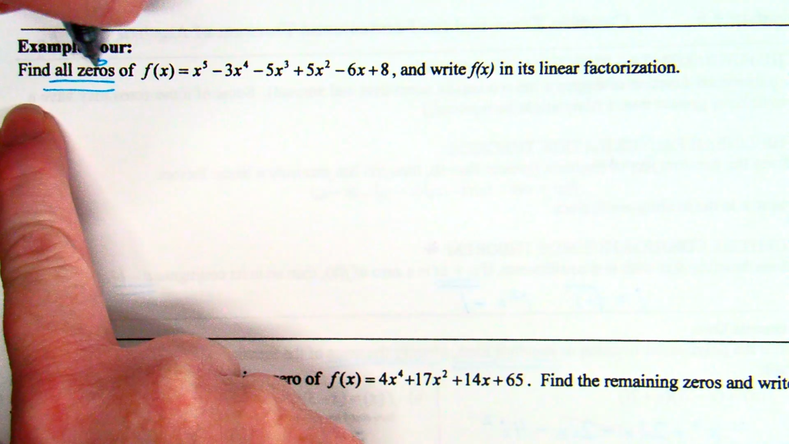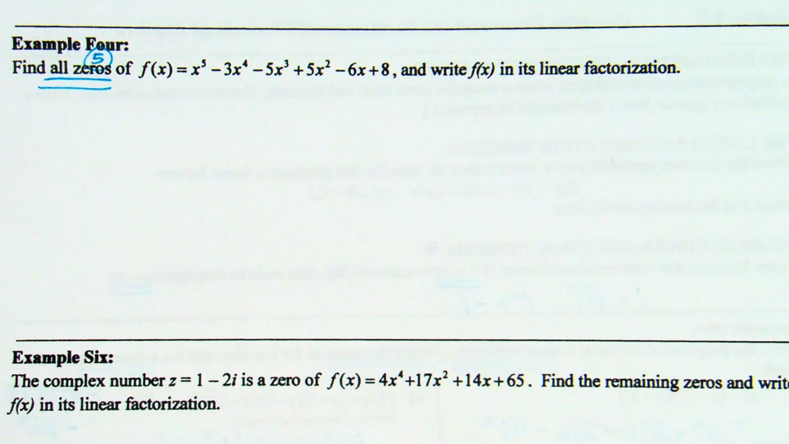In lesson 2-4, it could be a fifth degree problem, but we didn't always end up with 5 because we could only find the rational zeros and the irrational zeros. Now we get to find the imaginaries too. So now, if it's a fifth degree problem, there will be 5 zeros, some real, some imaginary. And write f of x in its linear factorization, so it will be factored out.